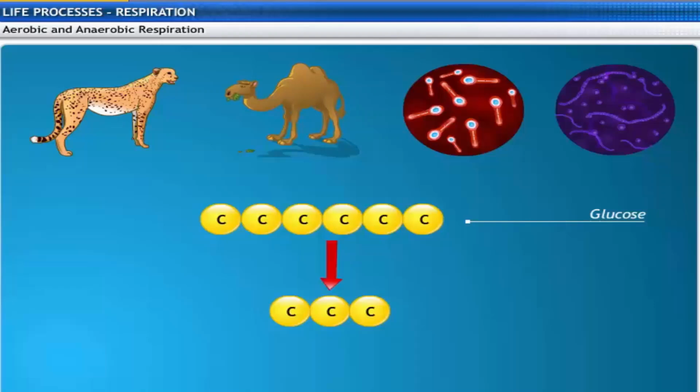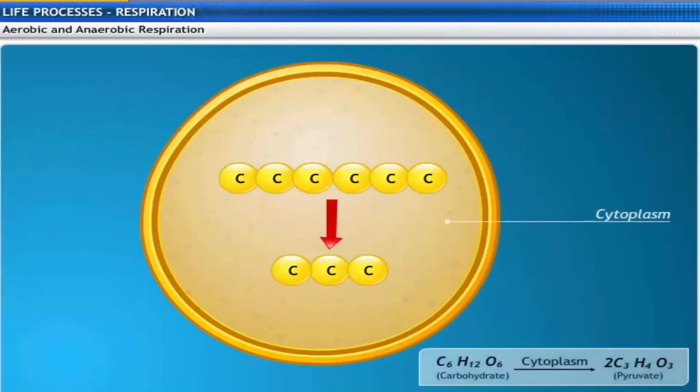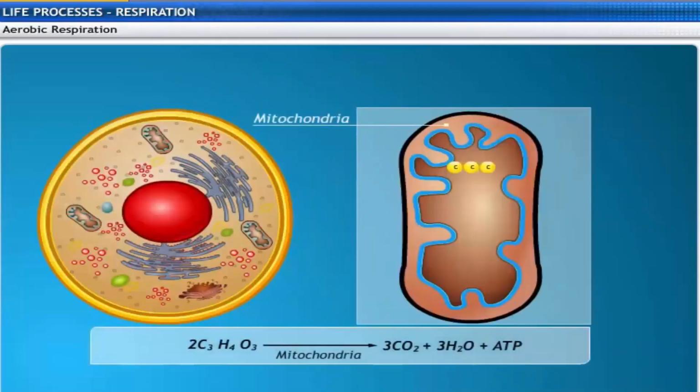This new molecule is called a pyruvate. This entire process takes place in the cytoplasm of the organism. In aerobic organisms, the pyruvate molecule is further broken down in the mitochondria of a cell. In this process, the pyruvate molecule that contains 3 carbon atoms is broken down into 3 molecules of carbon dioxide and 3 molecules of water.